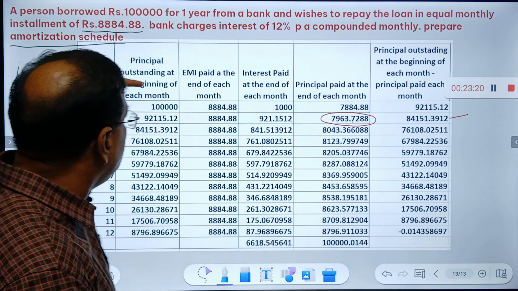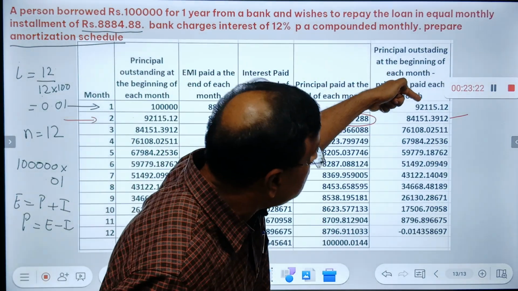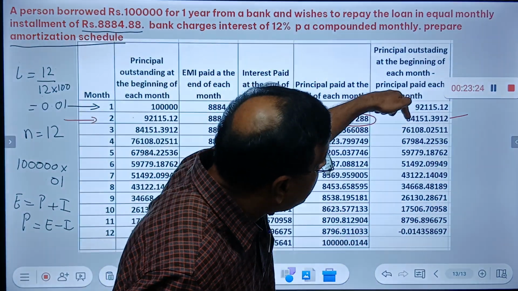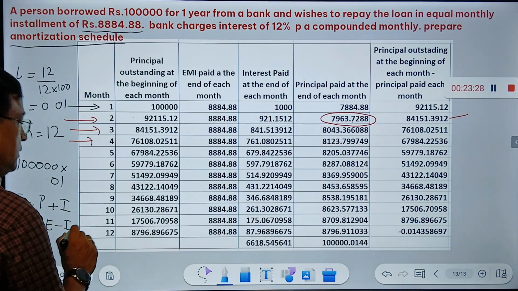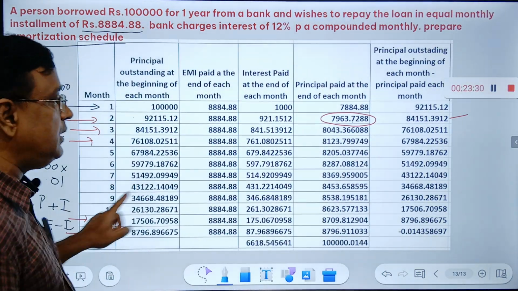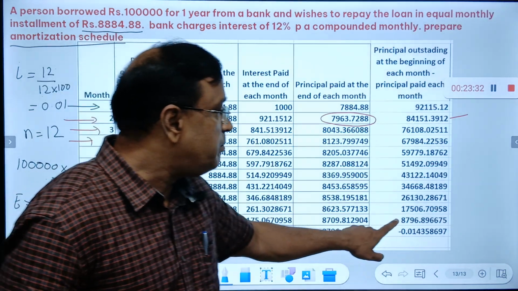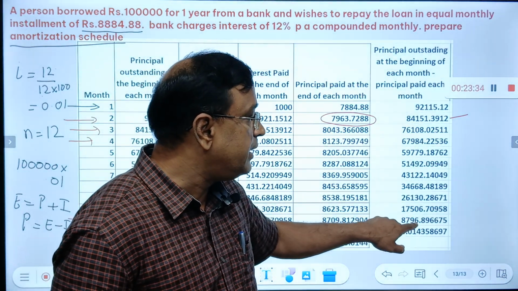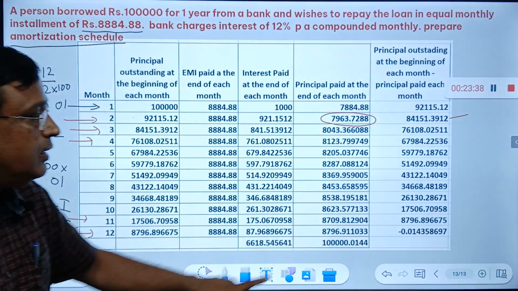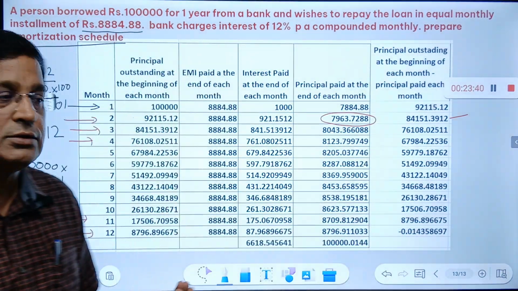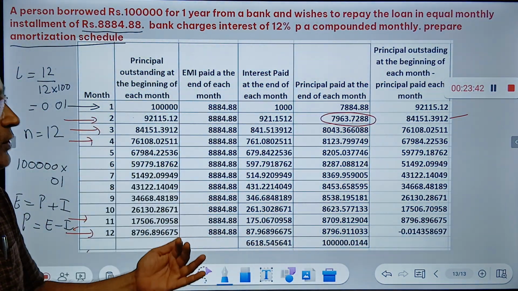See, it has reduced from 1 lakh to 92,000. From 92,000 it has come to 84,000. And if you repeat this process for every month, in the 11th month your balance is 8,796.89. And if you pay the last EMI, your balance is 0. Finished. Okay. Now you see what happens.